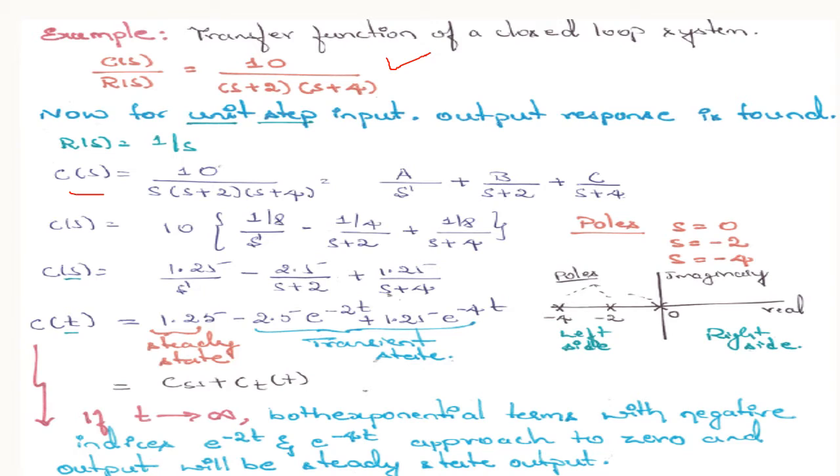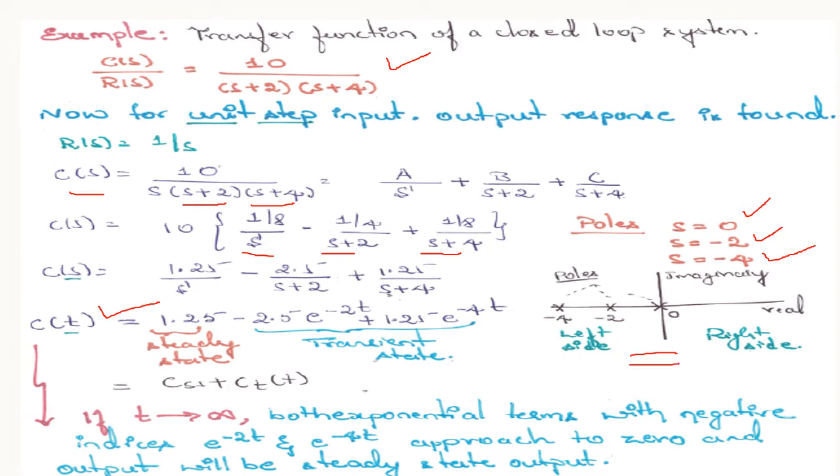So I'll rearrange the equation: C of s is equal to 1 by s, because of the step input that we are applying, multiplied by 10 over (s plus 2) and (s plus 4). By using partial fractions we can solve this problem and get back C of t, that is the output response in time domain. Now before we go to that, let us observe the roots of this system, or the poles of the system. One we have s is equal to 0, another is s is equal to minus 2, and the other one is s is equal to minus 4.